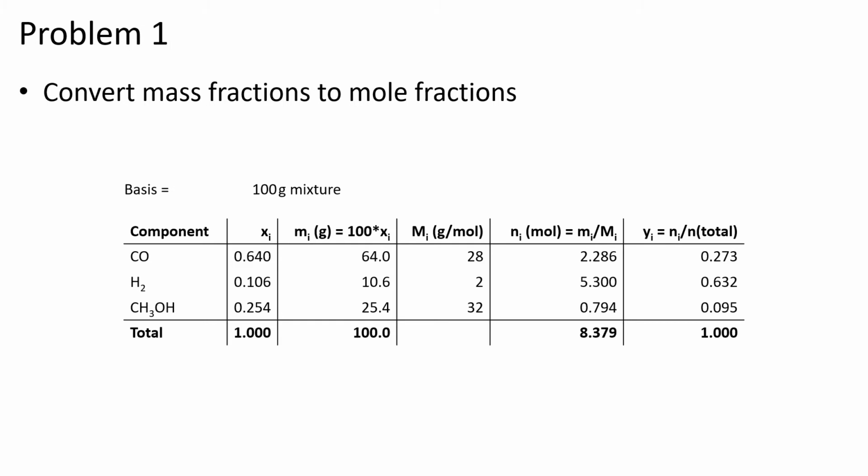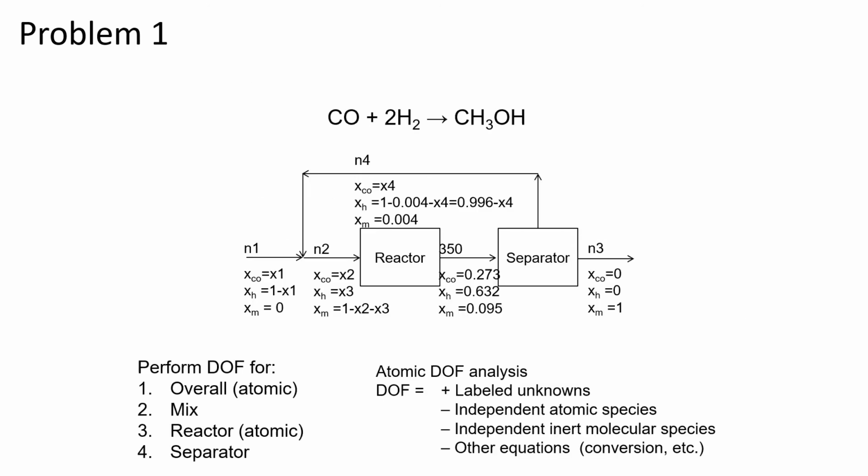Now we're going to transfer this mole fraction information to the process flow diagram. So you look at the process flow diagram, we filled in the mole fractions here. 0.273 is the mole fraction of CO, hydrogen's 0.639, and methanol is 0.095. Now what I'd like for you to do is to pause the presentation and perform a degree of freedom analysis for these 4 control volumes here that we have for this process.